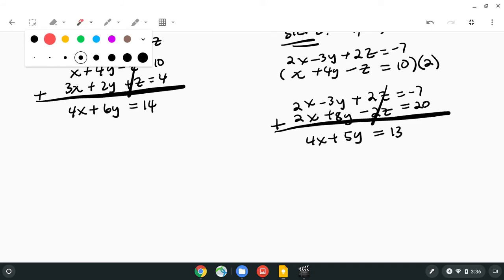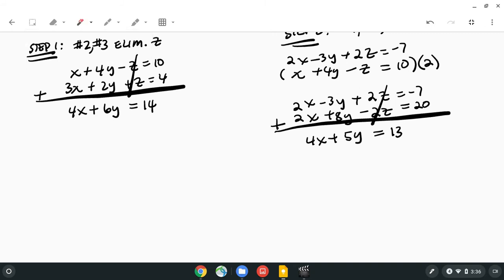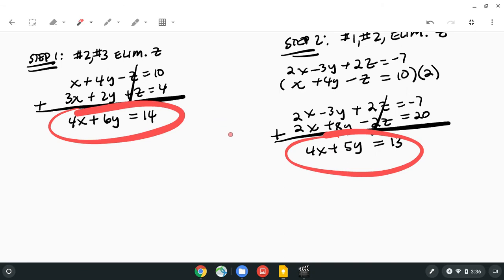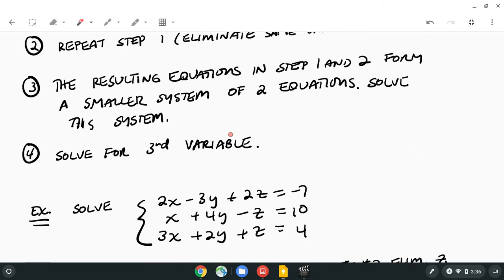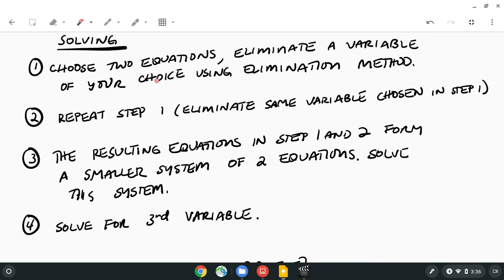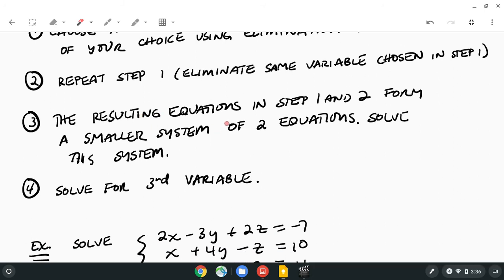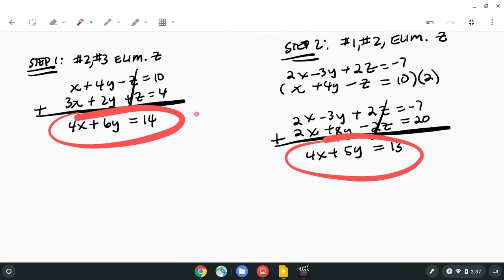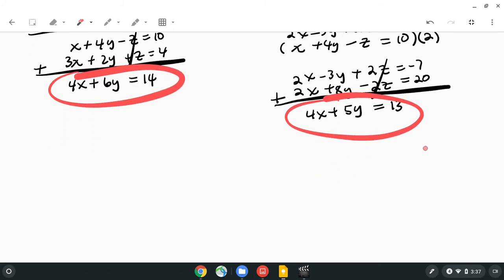So here, this one and this one forms our smaller system. So let's go back to those steps. Okay, so we did 1 and 2. We chose two equations, eliminated z, and we did that twice. It says here the resulting equations in step 1 and 2 form a smaller system of two equations. Solve this system. Okay, so when you do this, you end up with an equation here and you end up with an equation here. And so this is your smaller system.